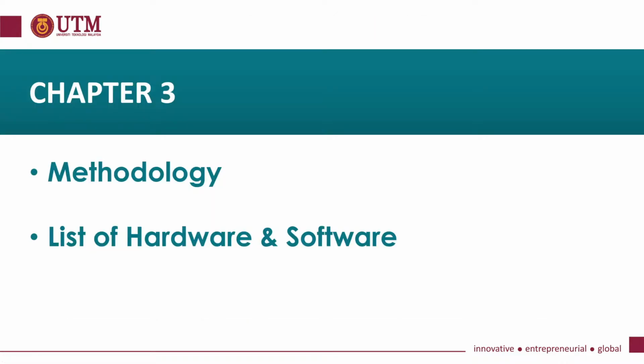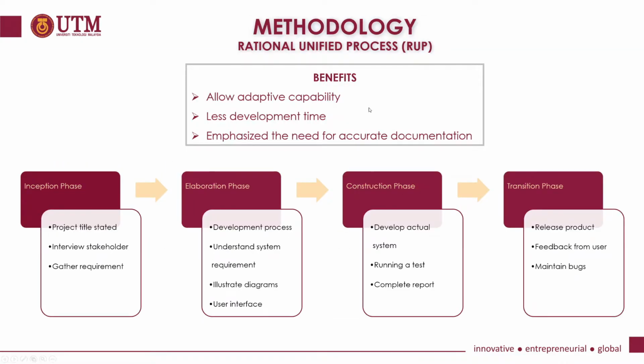For Chapter 3, for this project, I have used the Rational Unified Process, called RUP. There are 4 phases in RUP. In my Final Year Project 1, I completed the inception phase and the elaboration phase. For my Final Year Project 2, I have successfully executed the 3rd phase of RUP, which is the construction phase. I developed the actual system and ran tests on it. I also completed and submitted the report for the project.